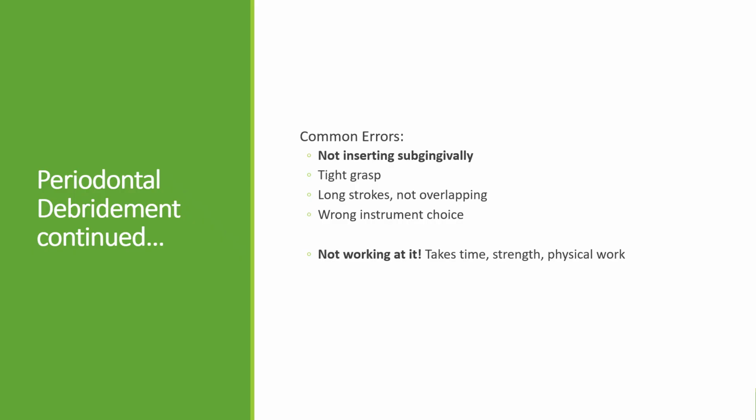Are you using the wrong instrument of choice? Do you have a 5mm pocket and you have the 204S that just can't get down there deep enough? Do you have a 2mm pocket and you're trying to remove it with a 15-16 Gracey? So think about the instrument you're using. Make sure you're using the right instrument for the right area.